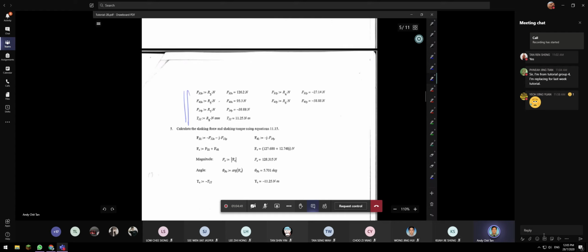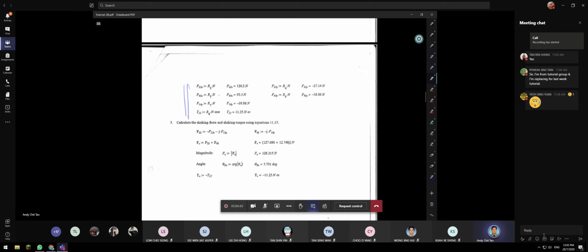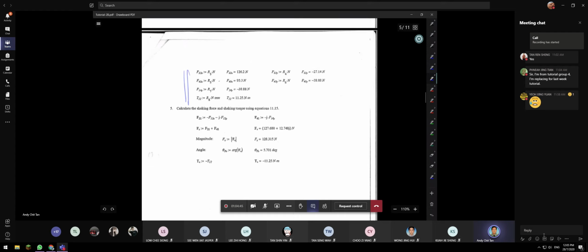From the answer, you know the x and y, so you can find the total value. Because these are vectors, you cannot just add straight away. You got to use the vector addition here. I'm sure you know how to find the resultant of a vector.